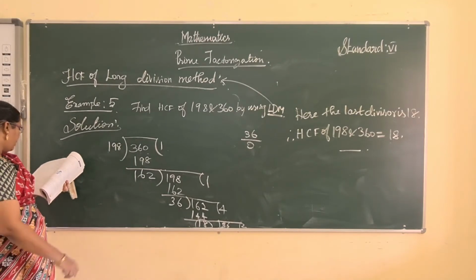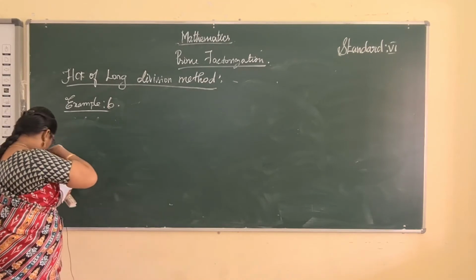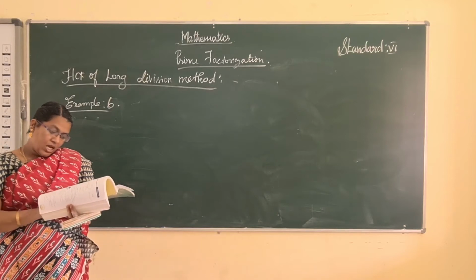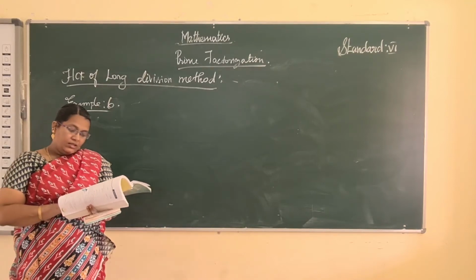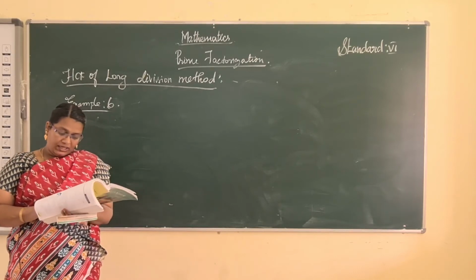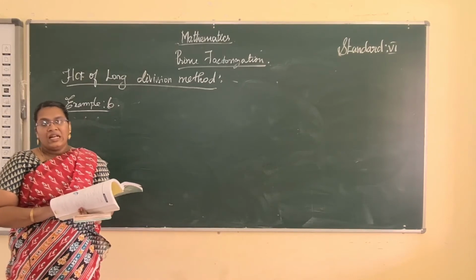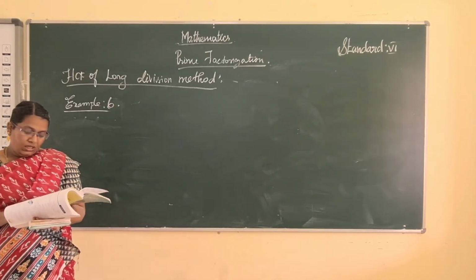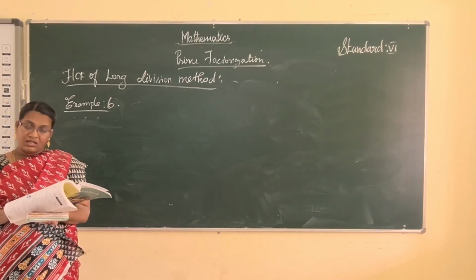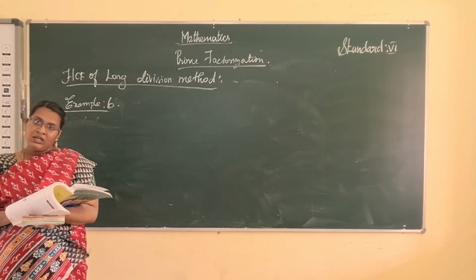Okay. See another example. Find the greatest number which exactly divides the numbers 280 and 1245, leaving the remainder 4 and 3 respectively. So two numbers are given. You should leave the remainder. So first of all, subtract the 4 and 3. Subtract the remainders from the given two numbers.